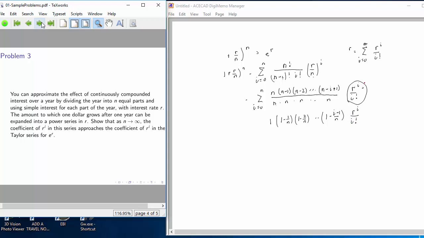And if we fix i and let n approach infinity, all of these terms are some finite number divided by n. Each of these factors has a limit of 1. The product of a finite number of them has the limit of 1. And all we have left is r to the i over i factorial. So for any individual term in the Taylor series, the limit, if we compound the interest n times instead of doing it continuously, comes out the same.